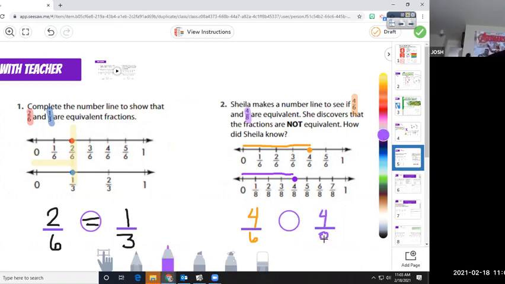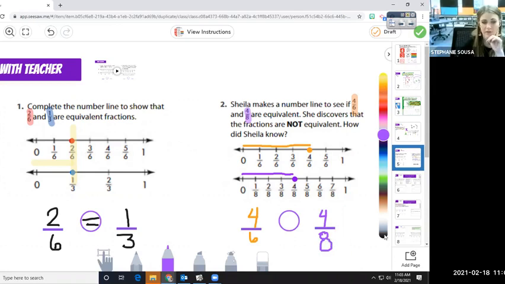Our question says, how does Sheila know? So we have to answer that question. 4/8 is not equivalent to 4/6 because 4/6 is greater than 4/8. 4/6 is a longer section of that number line than 4/8 is. Questions on that? Okay.